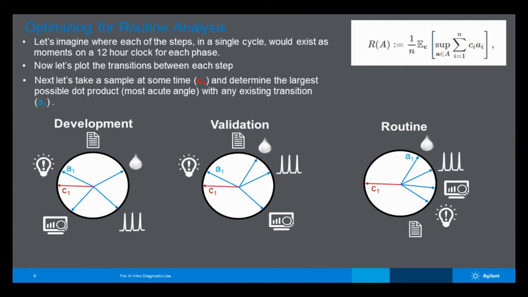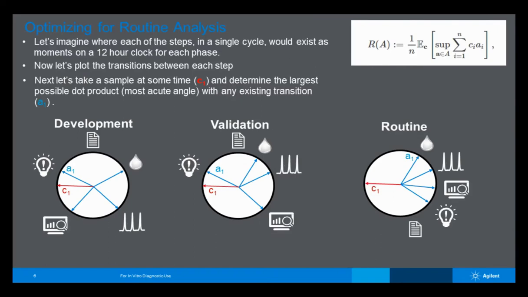So you can see that at the 9 o'clock position, and again, this is just a single sample that we have here, the development and the validation phases show tremendous complexity relative to the routine analysis phase. And that's because the C1 at the 9 o'clock position for both the development and the validation is incredibly close to, in this particular case, the data interpretation transition that we're looking at there too.